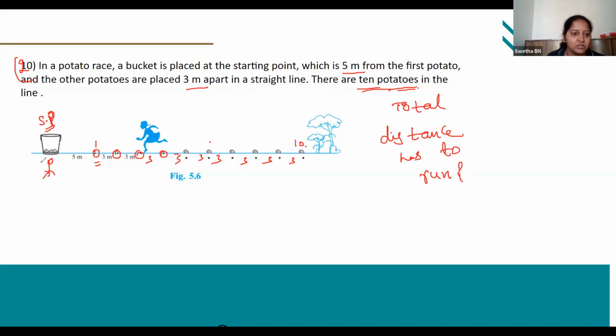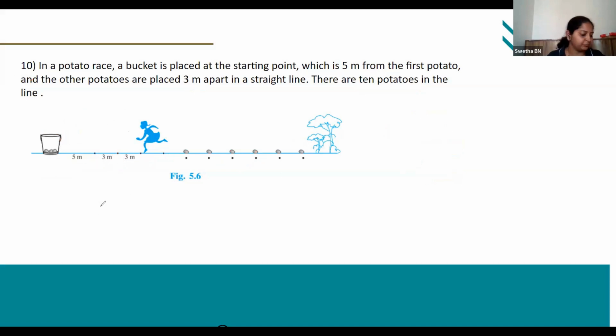She will start from the bucket, children. She has to pick the potato and drop it into the bucket. From here to here, it is 5. Then again 5, right now. Then for the next one, she has to move from the bucket to the second one. Again, she has to come back. Like this, she has to run. You have to find the total distance covered by the competitor.